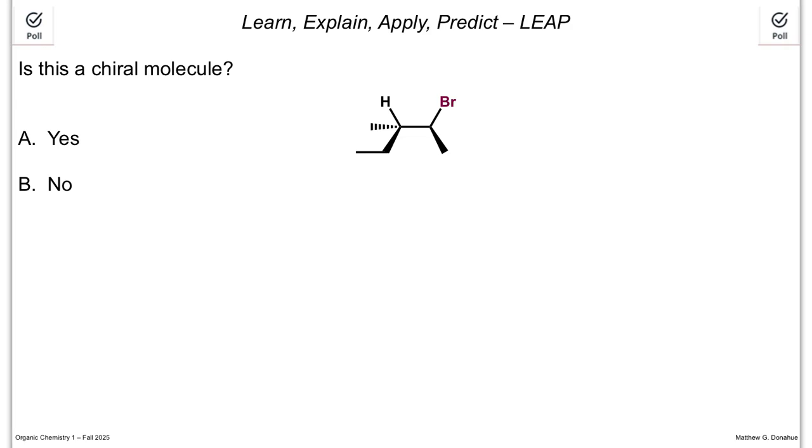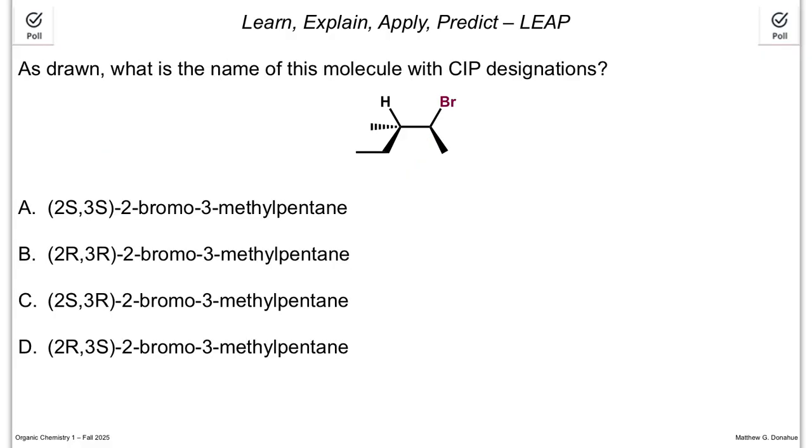So this was the minor product. That is a secondary bromide. So is this a chiral molecule? Yes. So the answer for that's yes. So positions 2 and 3 are stereogenic. What are their CIP designations?